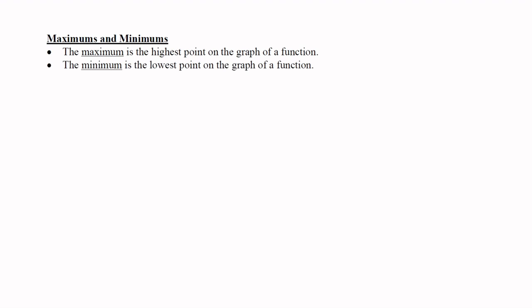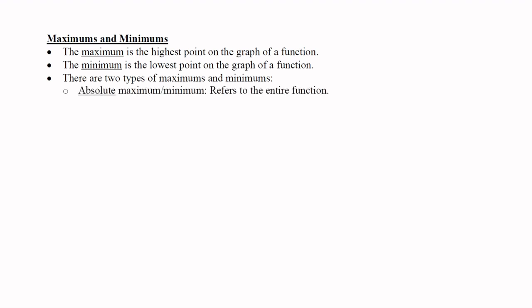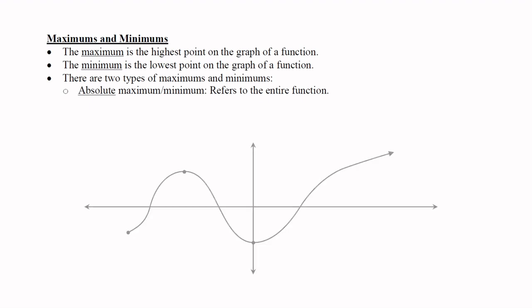The last key feature we're going to talk about is maximums and minimums. The maximum is the highest point on the graph of a function. The minimum is the lowest point on the graph of a function. There are 2 types of maximums and minimums. The first is an absolute maximum or minimum. This refers to the entire function. So let's go back to our graph and take a look at how this looks.